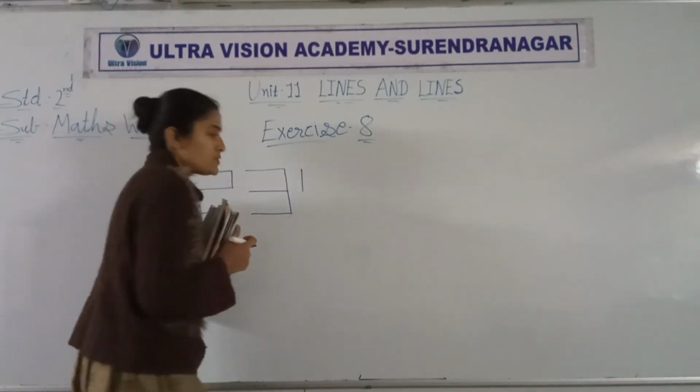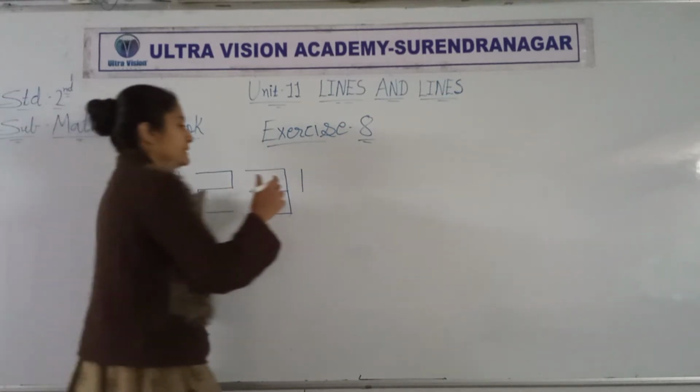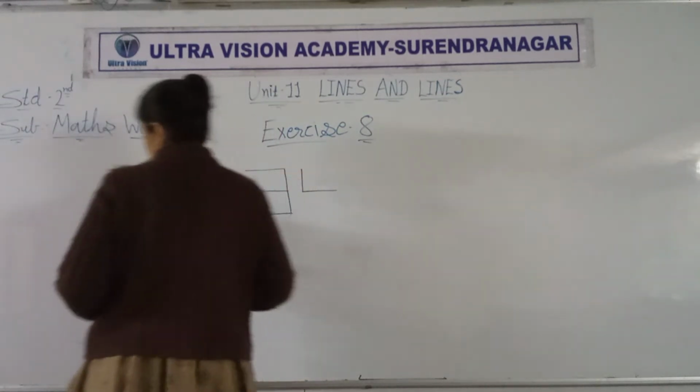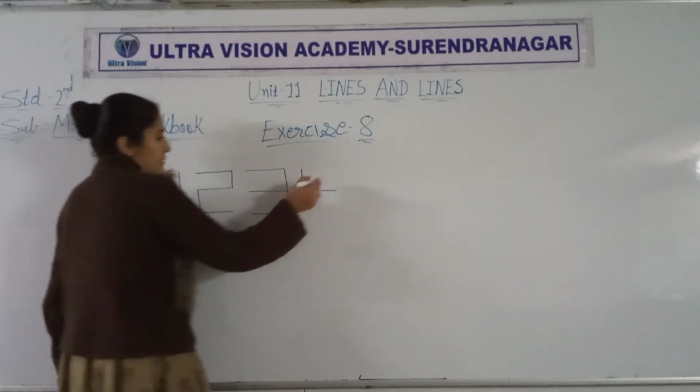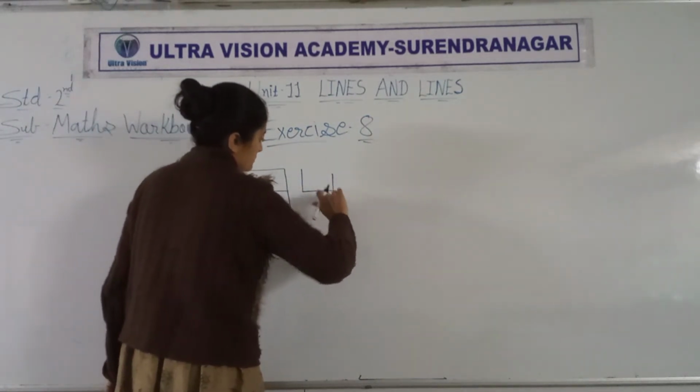Let's make a number 4 with using lines. First, we have to use here standing line. Again, a sleeping line. And again, standing line. Number 4.